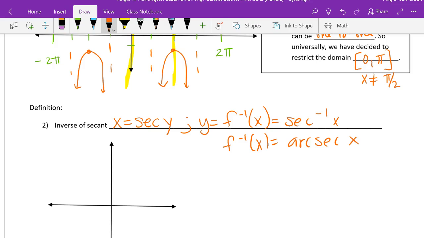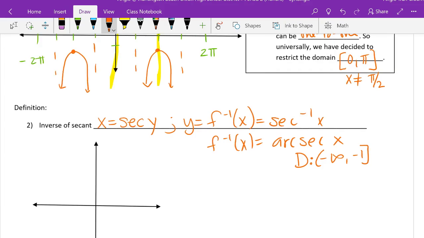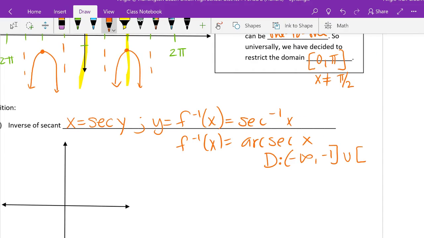What is the domain of secant inverse? Nick? Negative infinity, non-inclusive, to negative 1 inclusive, and then union 1 inclusive, comma, positive infinity, non-inclusive. Do you guys agree with Nick? Yeah? Okay, maybe, right? All right.